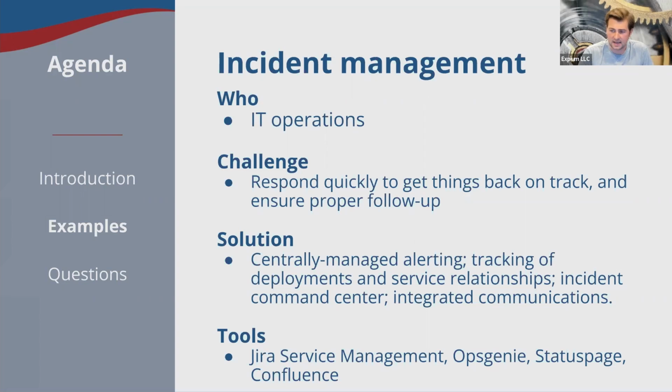So the solution here is a centrally managed alerting and tracking of deployments and service relationships, an incident command center, and integrated communications. That is a lot of words to say. We are going to use Jira Service Management, Opsgenie, Statuspage, and Confluence to appropriately notify the correct people that an incident has occurred, document everything along the way, and notify our customers of the affected service that may be experiencing an outage.